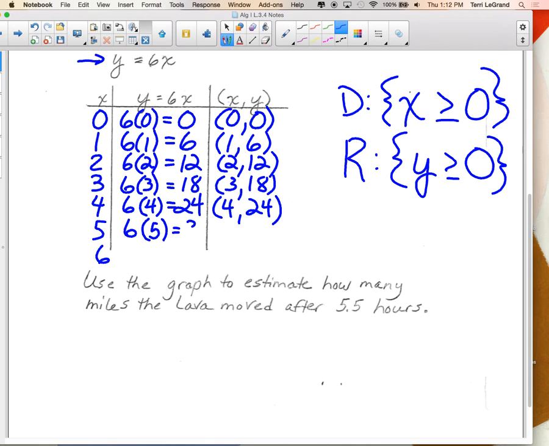And what just seems to be going on here? As x goes up by 1, y is going up by 6. Going up by 6, isn't that something? Okay.